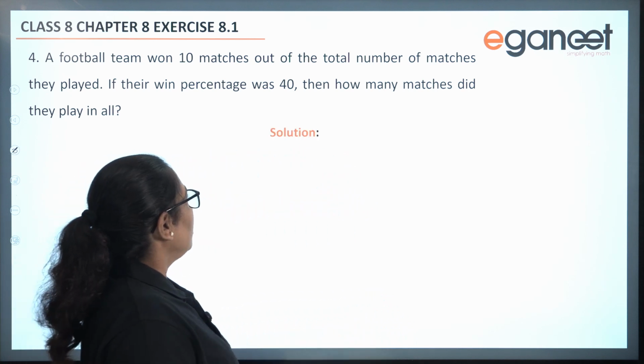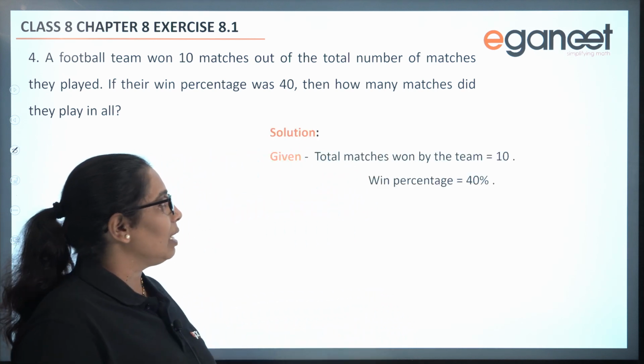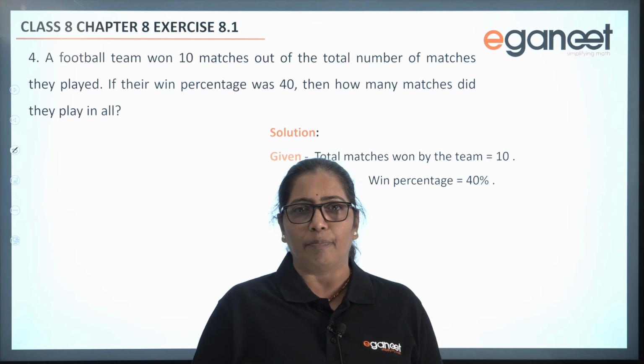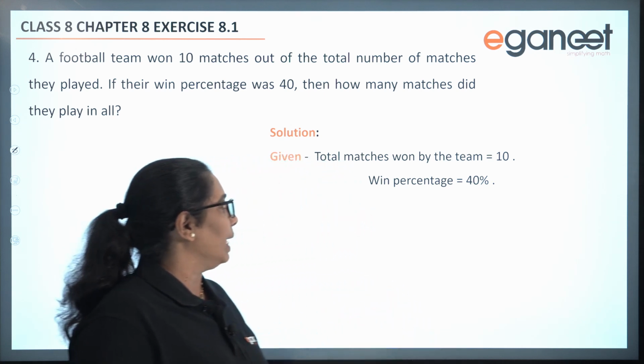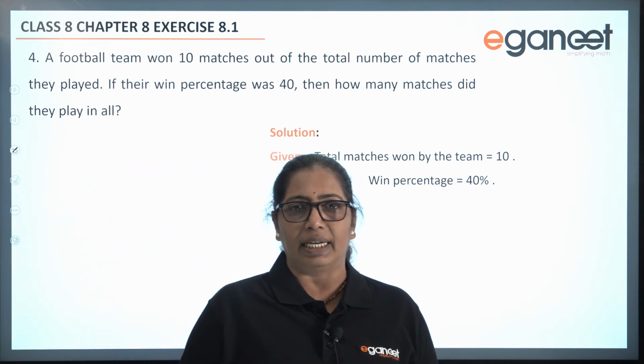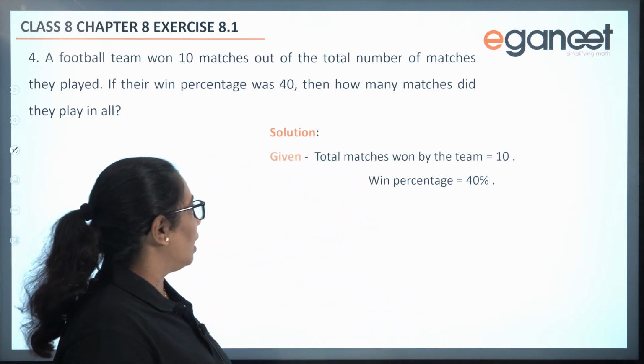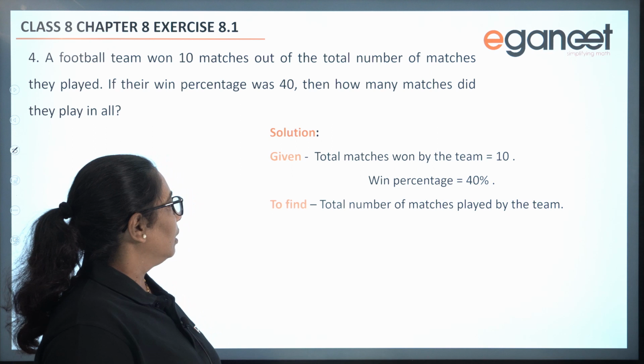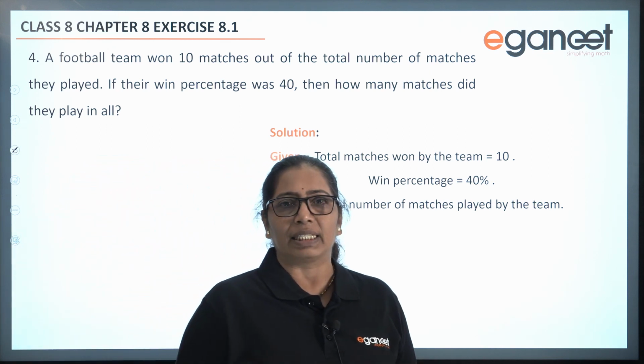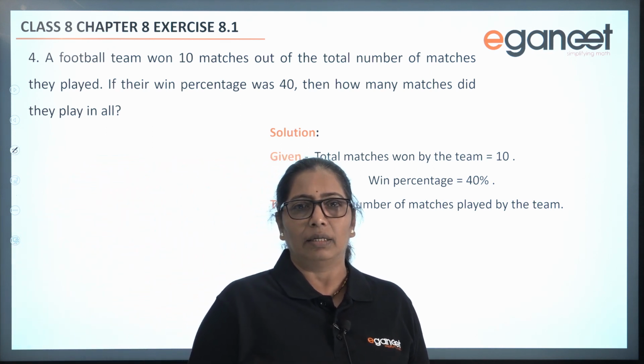What is given here? Given is total number of matches won by the team is equal to 10 and win percentage is equal to 40. We have to find out how many total number of matches played by the team.